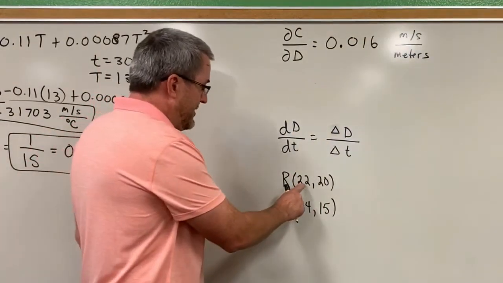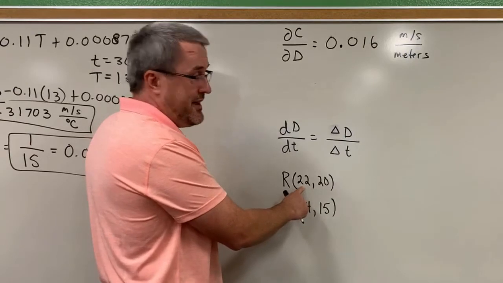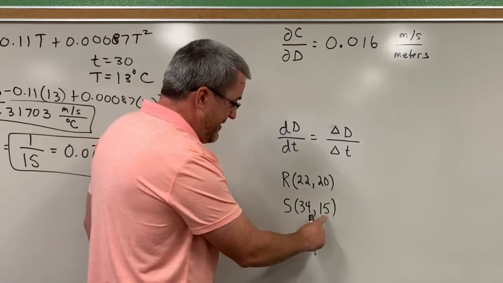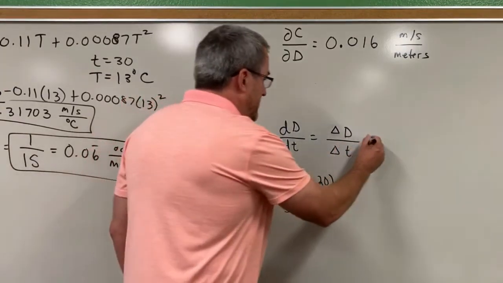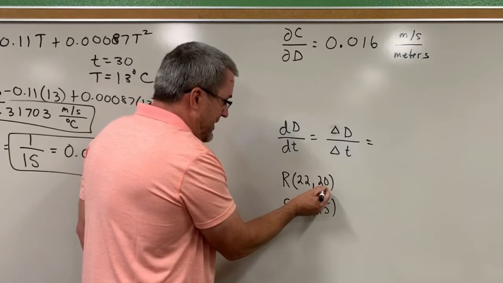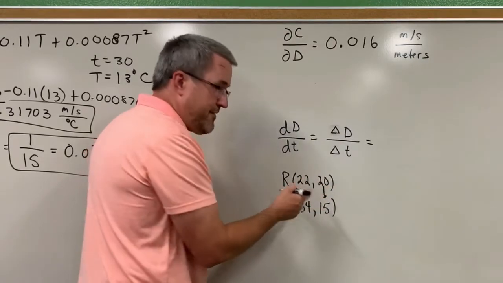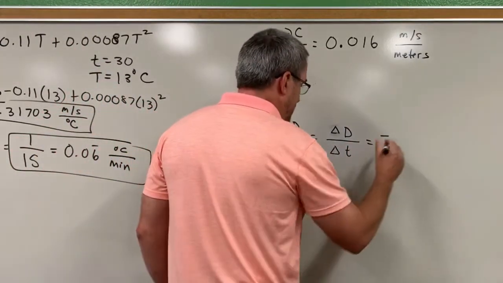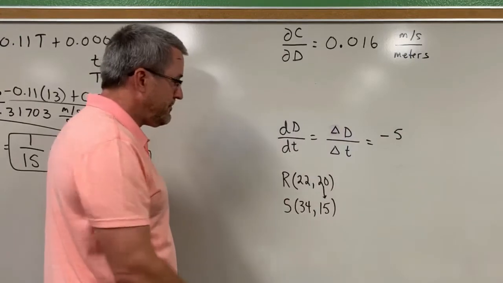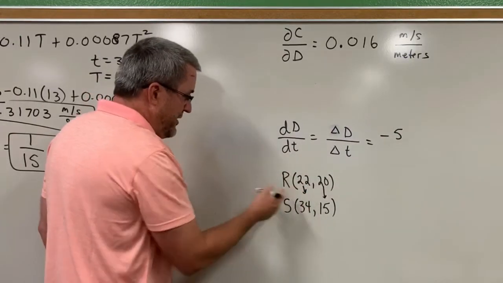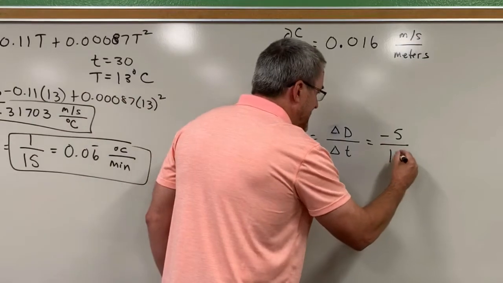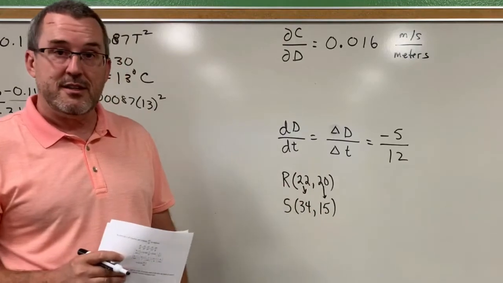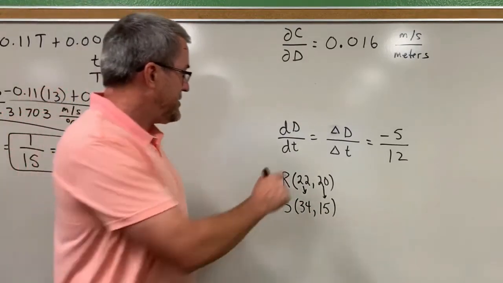The 2 convenient points are (22, 20). So 22 minutes into the dive, the depth was 20 meters. 34 minutes into the dive, the depth was 15 meters. So the depth changed. Look, the depth went from 20 to 15 meters. Got less deep. So that's a negative change of 5 meters. The change in time, 22 to 34, that's 12 minutes. It took 12 minutes for the diver to go from a depth of 20 meters to 15 meters. And so 12 minutes is that change in time.